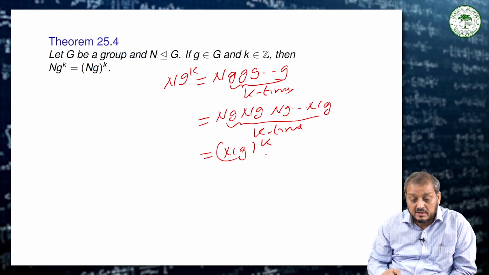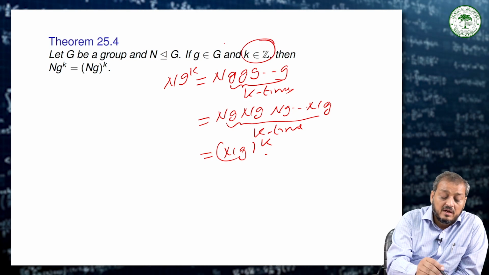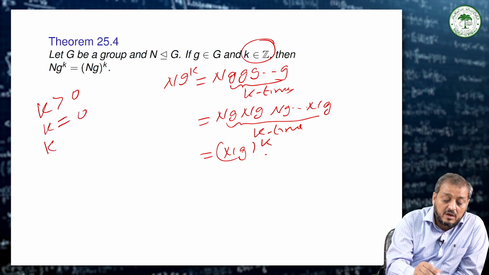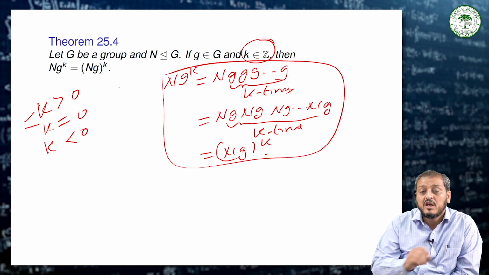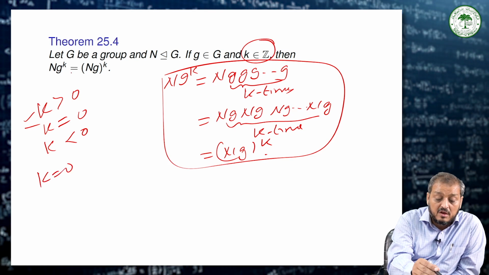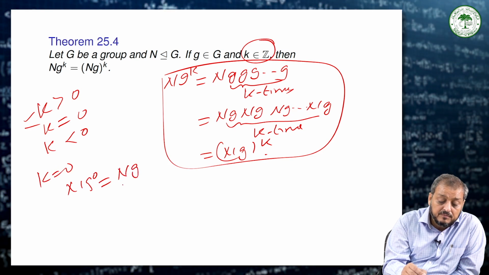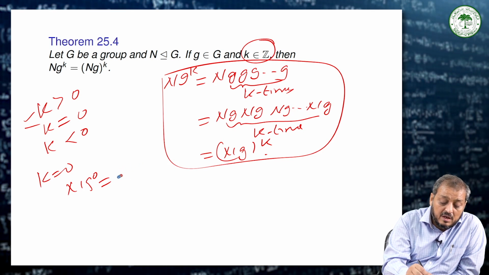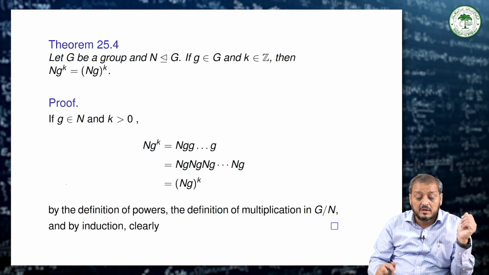Here k is an integer, so we have three cases: k greater than 0, k equal to 0, and k less than 0. If k is greater than 0, this is the way we can prove it. Now if k is equal to 0, it is trivial: N g^0 is equal to N.